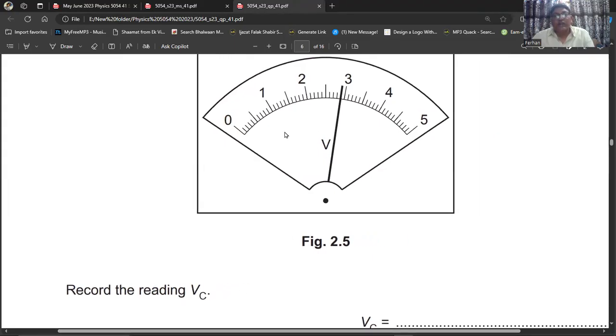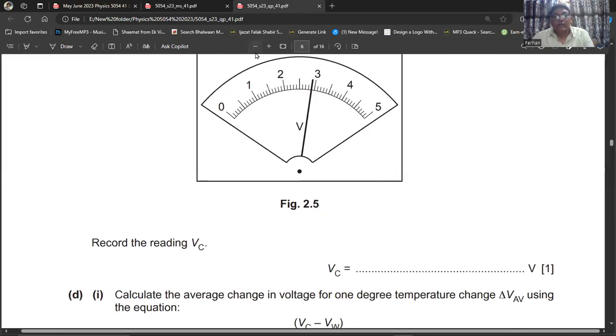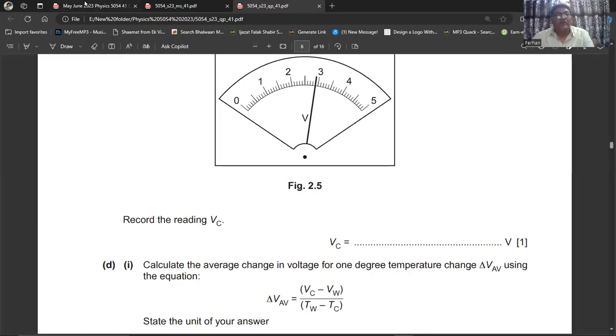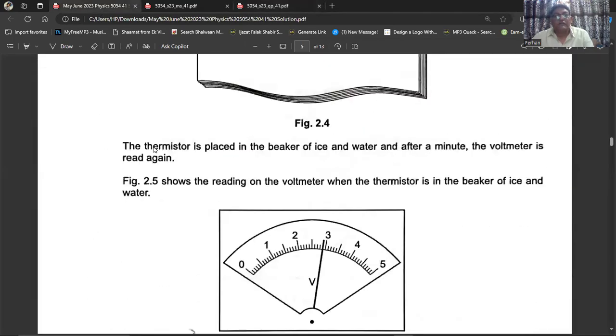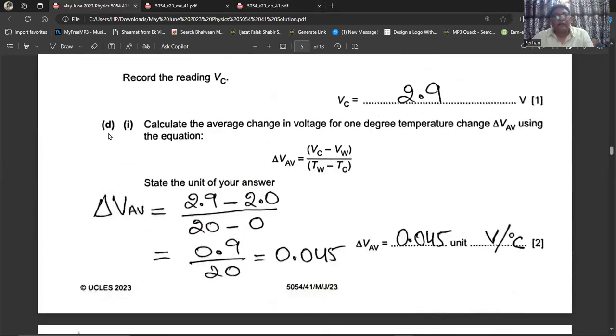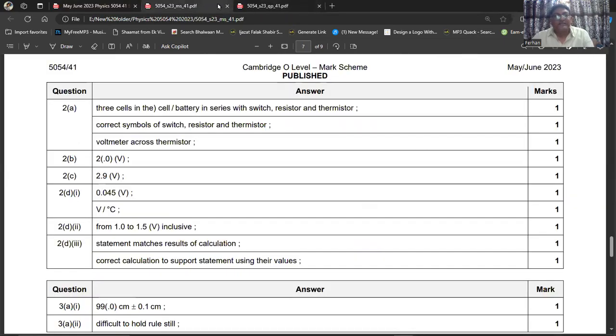So the reading shown by the voltmeter is this much. This is 2.9. 2.9 volt.